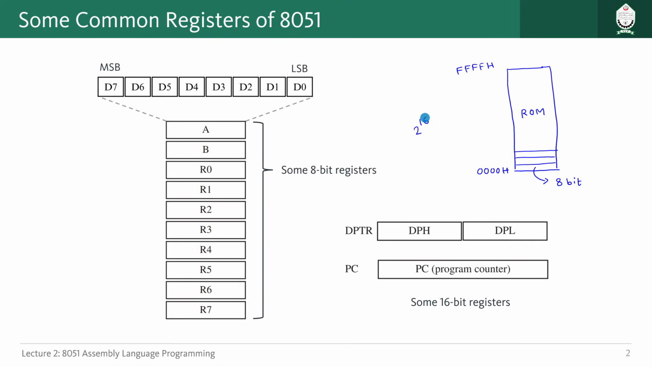And what is the purpose of the program counter? For pointing to the address of the next instruction to be fetched. That was the idea, right? Initially it starts from 000H, and after that it increments to point to the next instruction to be fetched. We learned about that in the previous lecture, right?